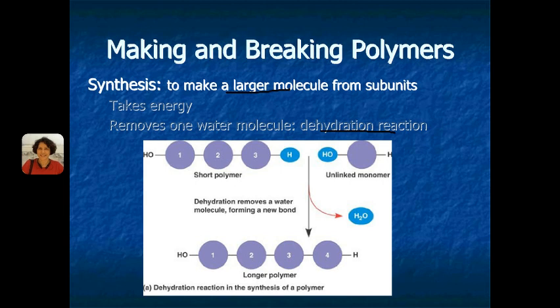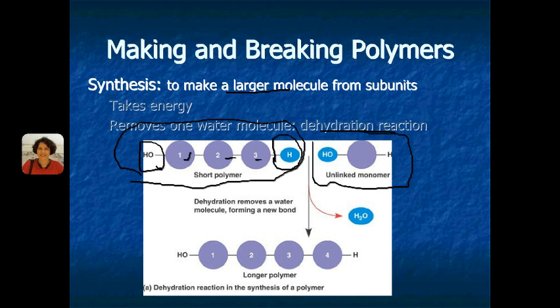We have an example over here that shows a short polymer, and as you can see, there are 3 subunits in that short polymer, and at one end there is a hydrogen atom, and at the other extreme there is a hydroxyl group. And here we have an unlinked monomer. A monomer is really small, the smallest subunit of that particular kind of macromolecule. And it also has a hydroxyl group on one end, and a hydrogen atom on the other end.